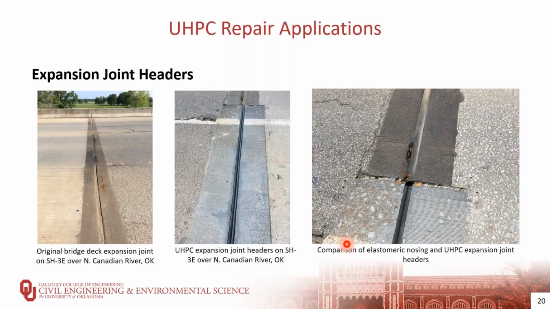So as part of a project sponsored by the Oklahoma DOT, we did an implementation project looking at using UHPC for this type of application on the State Highway 3E bridge over the North Canadian River here in Oklahoma, where we replaced a section on either side of the joint using UHPC. And you can see here kind of the comparison between the UHPC material and the elastomeric nosing that have been used on the rest of that joint. And we've been able to monitor over time that it has performed very well compared to the previously used repair materials.